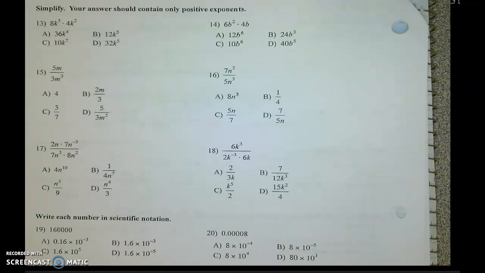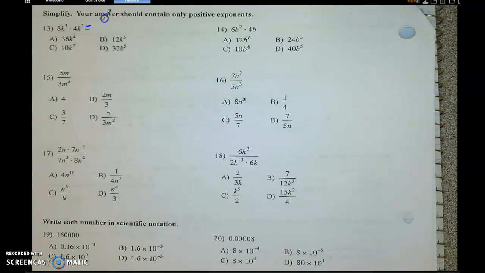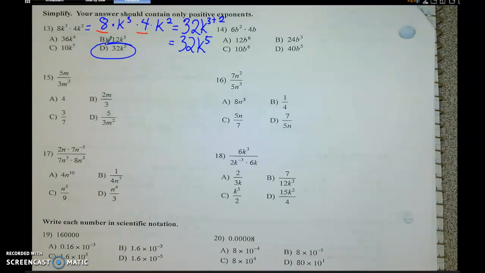So looking at number 13, remember if we expand this out, that we really have 8 times k to the third times 4 times k to the second. So when we simplify that, I can multiply our 8 and our 4. 8 times 4 is 32. And then when we look at our exponents, when we multiply exponents with the same base, we add the exponents. So that gives us k to the 3 plus 2, and that's going to give us 32 k to the 5th power. So looking at our answers, D is our answer.